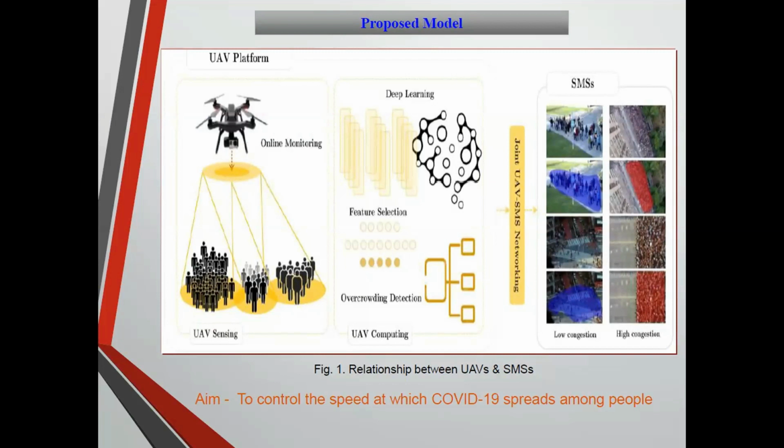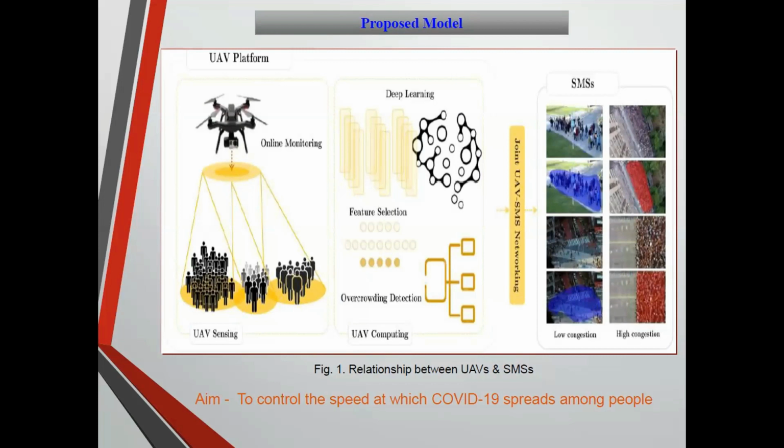In that case, on the left-hand side, UAV sensors are there. They are sensing the crowded information, and this data can be processed by the deep learning node. And why we consider deep learning, later we will discuss. In that case, the deep learning, feature selections, and overcrowding detection, that means the communication or you can say the computing model, is the second model.